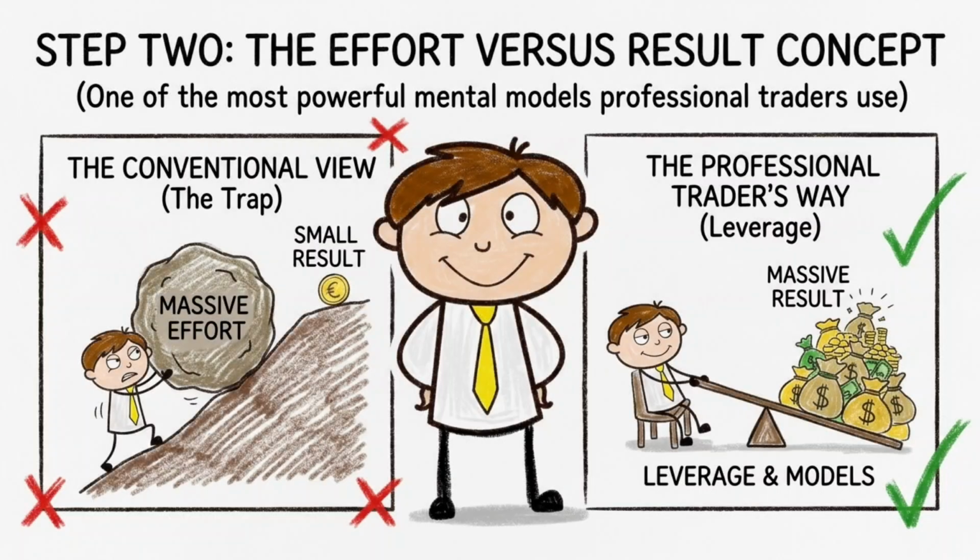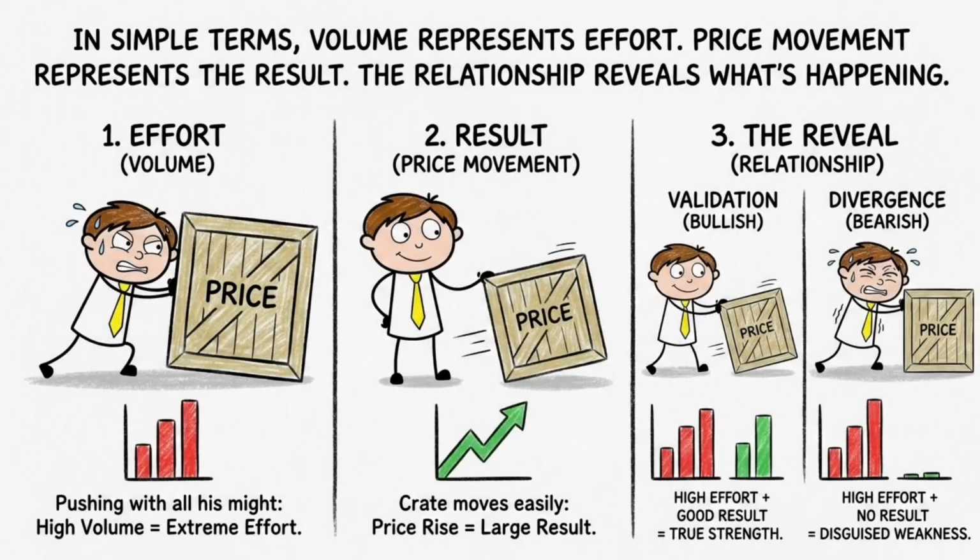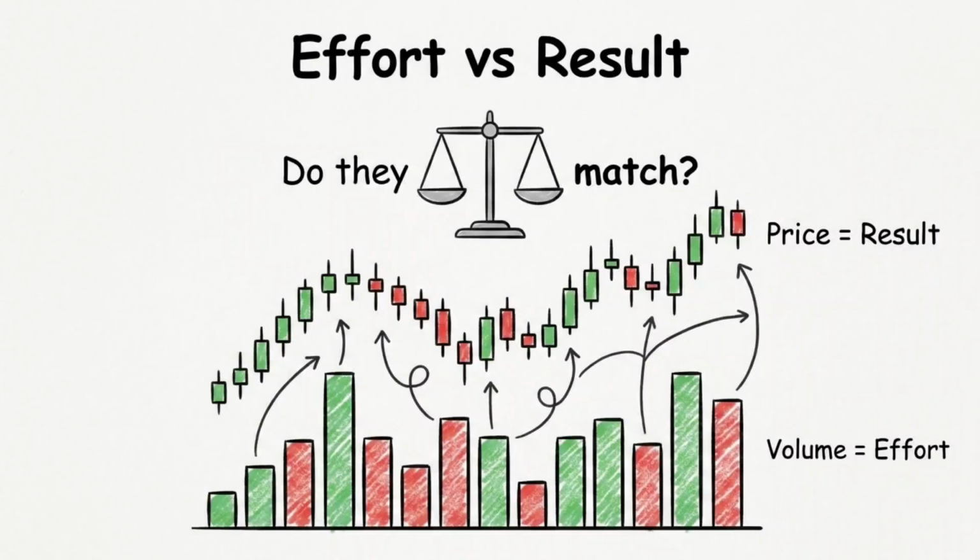Step 2. The effort versus result concept. This is one of the most powerful mental models professional traders use, and once you understand it, you'll start seeing the market very differently. In simple terms, volume represents effort, price movement represents the result, and the relationship between those two reveals what's really happening. If effort and result match, everything is normal. For example, volume expands significantly and price moves strongly in the same direction.